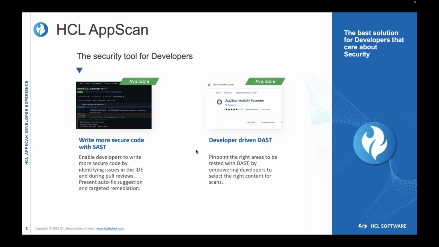We also offer some developer-driven DAST, and this comes as a Chromium plugin that allows you to record your actions through an application. This allows you to pinpoint the areas which are really important to you in a DAST scan. So if you're looking to do some more incremental scanning for dynamic analysis, this plugin would allow you to record those areas, pass them back to the scanner, and then it would scan them for you. But the topic for today will be having a look at static analysis and HCL CodeSweep and how that can help you.